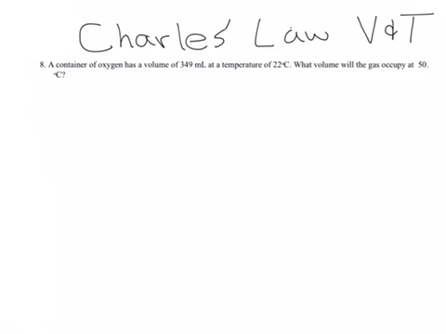A container of oxygen has a volume of 349 milliliters at a temperature of 22 degrees Celsius. What volume will the gas occupy at 50 degrees Celsius? So because this problem only has volume and temperature, we know to use Charles' Law.